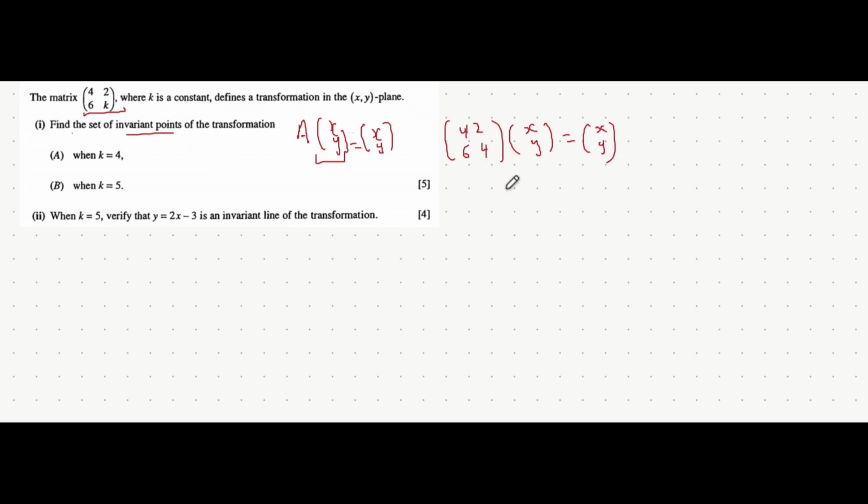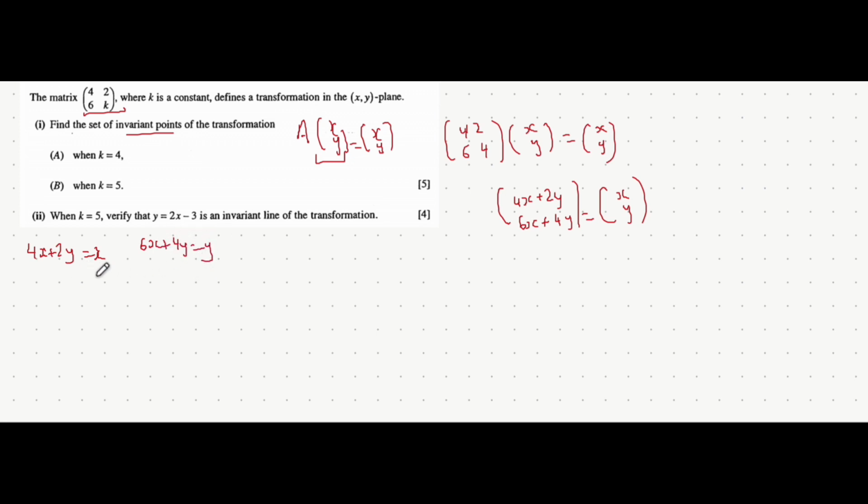So 4 times x is 4x. 2 times y is 2y, and we add that onto 4x. 6 times x is 6x, plus 4 times y is 4y. And we make that equal to x, y. We're now going to match the tops of the matrices and the bottoms of the matrices. When we match the tops, we get 4x plus 2y is equal to x. And matching the bottoms, we get 6x plus 4y is equal to y.